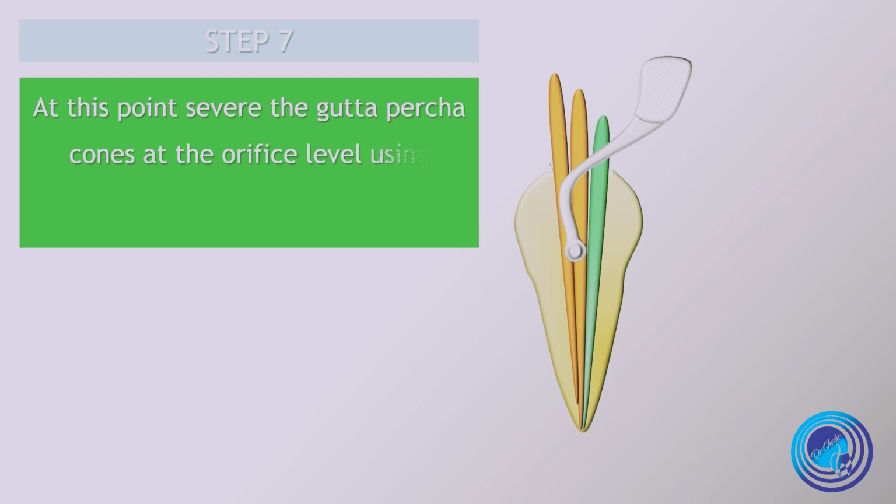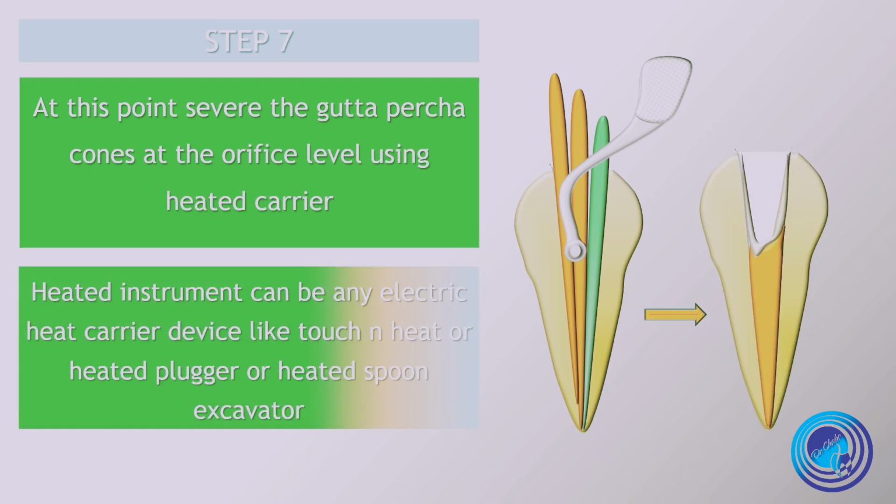Once lateral condensation is completed, it's time to cut the gutta percha at the orifice level. For this, we require a heat carrier. The heat carrier can be electric, like the Touch n Heat device, or a heated plugger or a heated spoon excavator, which can be heated on a Bunsen burner.